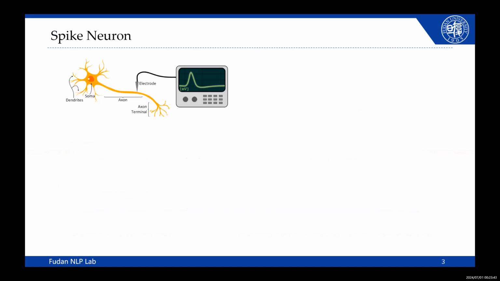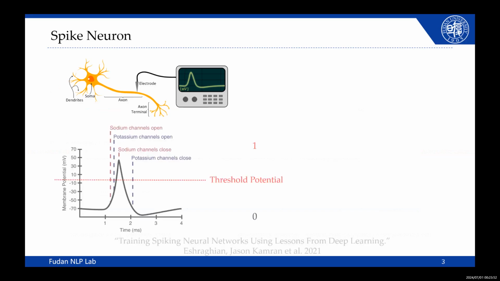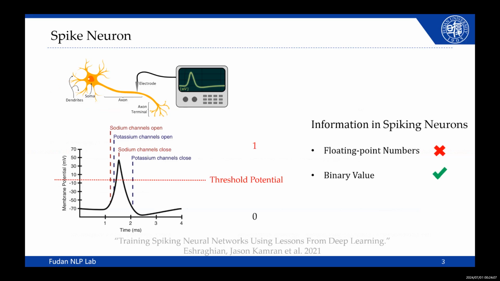As shown in the figure, the basic unit of SNNs is the spike neuron, which is a kind of mimicry of neurons in the human brain. There is a threshold in spike neurons. When the input value is higher than the threshold, the neuron is fired, which can be regarded as the output being 1, otherwise the neuron is not fired. Therefore, we can see information in spike neurons as binary values instead of floating numbers.